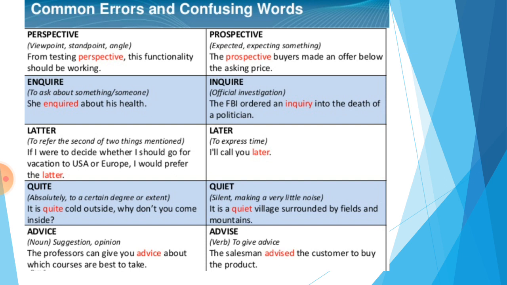Latter and later. The meaning of latter is to refer to the second of two things mentioned. Example, if I were to decide whether I should go for vacation to USA or Europe, I would prefer the latter. It means I would prefer Europe, the second one.